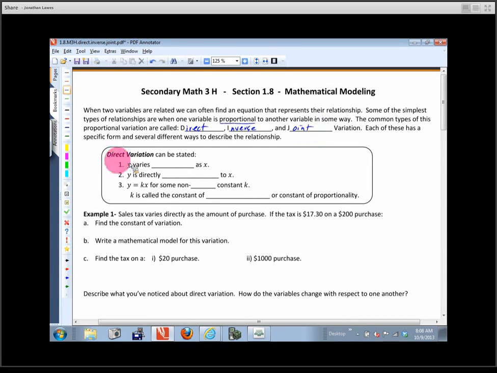So this is direct variation, and this is how it can be stated. y varies directly as x. Or we could say y is directly proportional to x. Or we can say it in an equation form. We can say y equals kx as long as k is some non-zero constant.